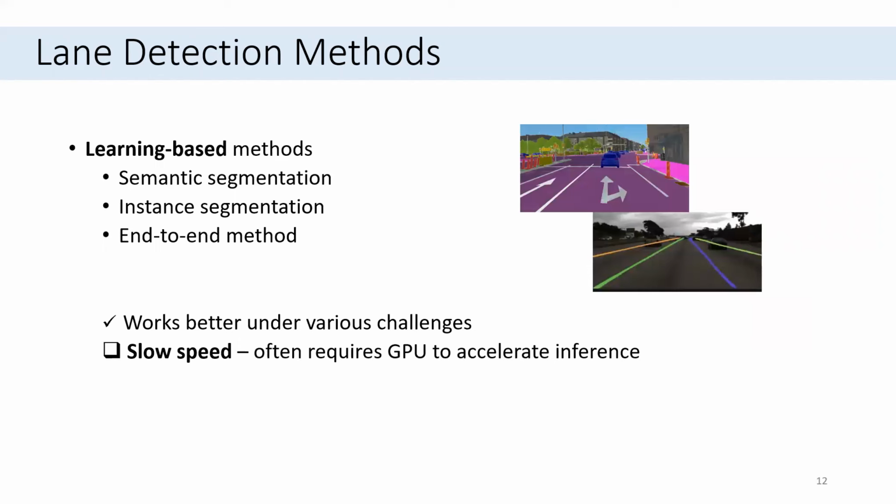The learning-based methods are mostly semantic or instance segmentation or end-to-end deep learning methods to estimate lanes. In general, the performance of this group of methods is better than the conventional methods under various challenging conditions, as long as the models are trained very well. However, the drawback of deep learning methods is slow inference speed due to many convolutional layers in the model architecture, which is the main motivation of this paper.